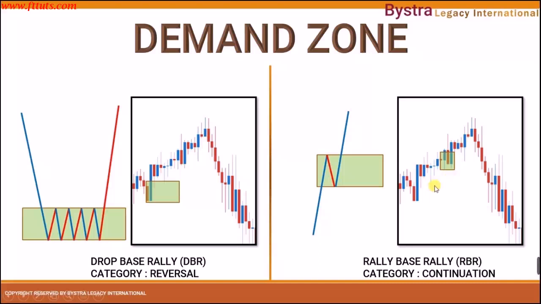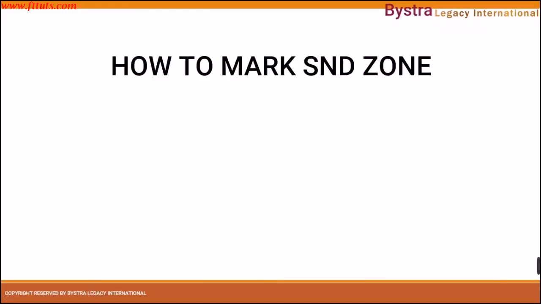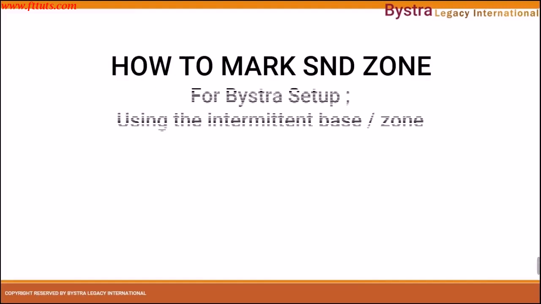The most important part is that we can identify which is the base, the demand zone and also the supply zone. So how do we mark the SnD? For the Bystra setup, we are only using the intermittent base or zone. So what is an intermittent base or zone? I will show you in a while.